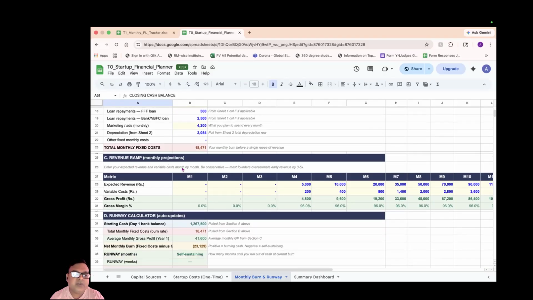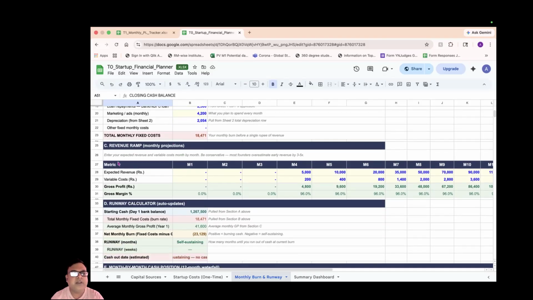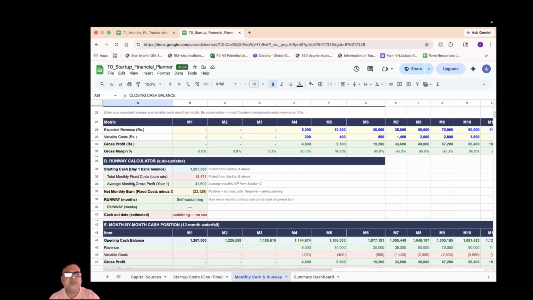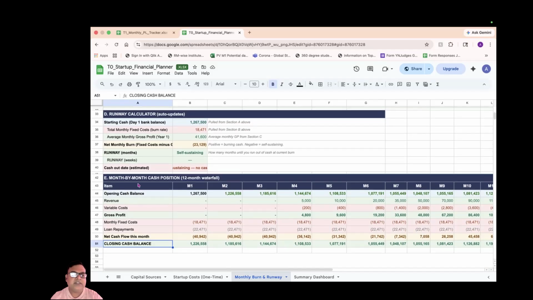Then comes the revenue ramp. Okay. Right. And here is a simple metric that we have done where how much is your expected revenue? What will be the variable costs? What will be your gross profit? So in one snapshot, you can have a picture. And then there's another section which calculates your runway. Okay. And then the section E is all about your cash position. It's a changing of your cash position. You can call it as a cash flow statement as well.